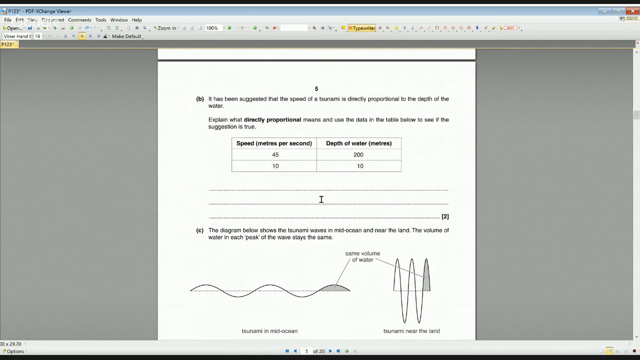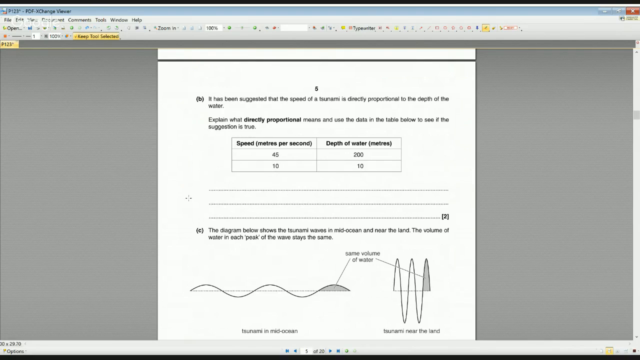Part B, it's been suggested that the speed of a tsunami is directly proportional to the depth of the water. Explain what directly proportional means and use the data in this table to see if it's true. When this exam was done as a PPE, as a mock exam by students, hardly anyone got this right. Directly proportional is not the same as just saying there is a correlation. It doesn't just mean as one increases, the other increases.